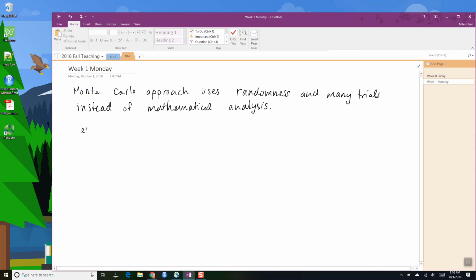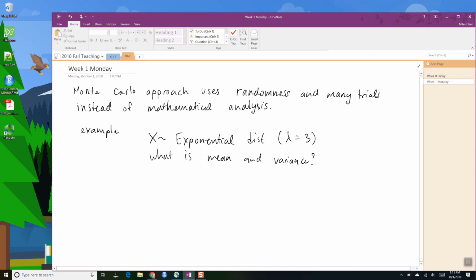So I think the example was: x comes from an exponential distribution with lambda equal to 3. What is the mean and variance? Okay, and then the true answer from math was the mean is equal to 1 over lambda and the variance is equal to 1 over lambda squared. That's the true answer from math, and you could do what you learned in 100B to get these answers.